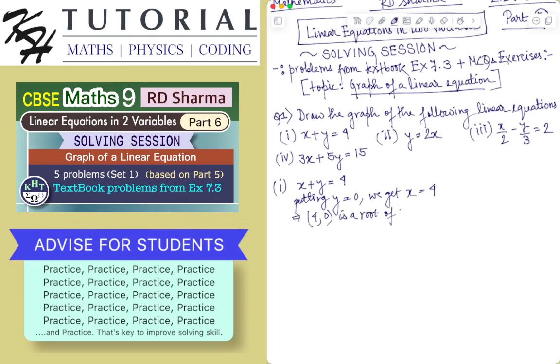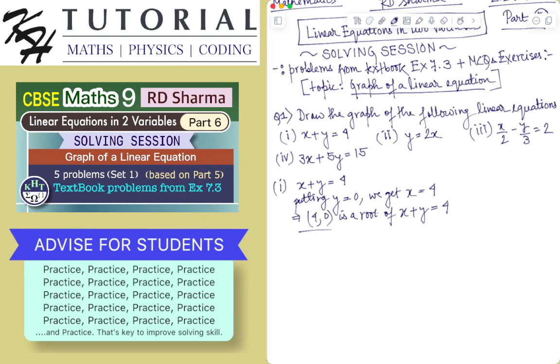of the equation x plus y is equal to 4. So we know that if 4 comma 0 is a root of the equation x plus y equals to 4, then the ordered pair 4 comma 0 will be the coordinate of a point that will lie on the graph of the equation x plus y is equal to 4. So we have found one point whose coordinate is 4, 0, which will lie on the graph.